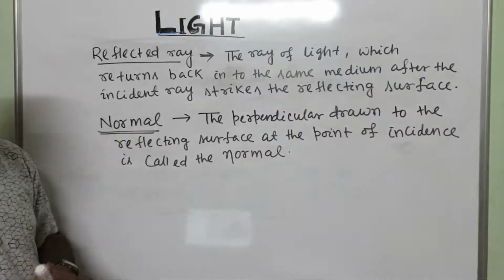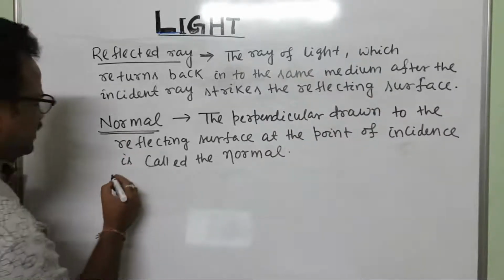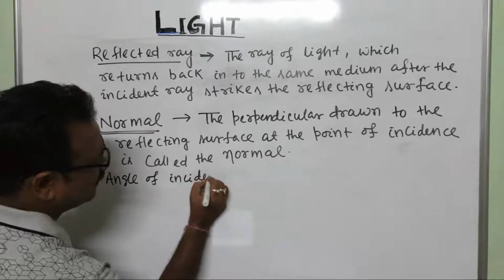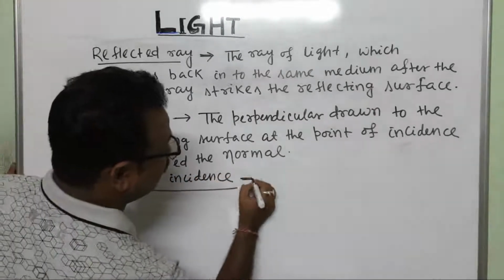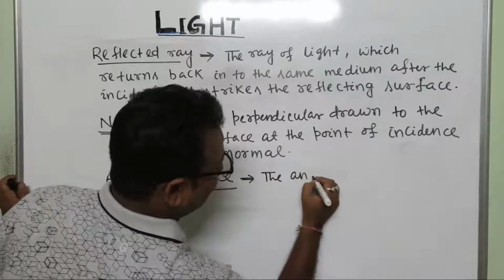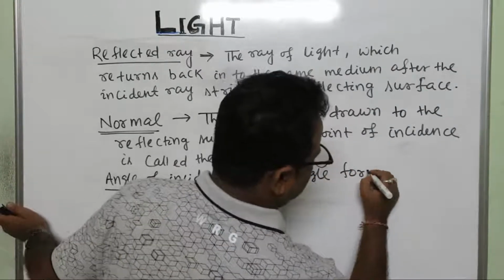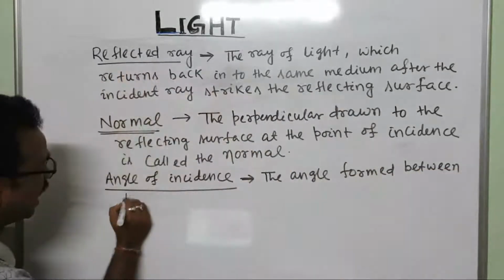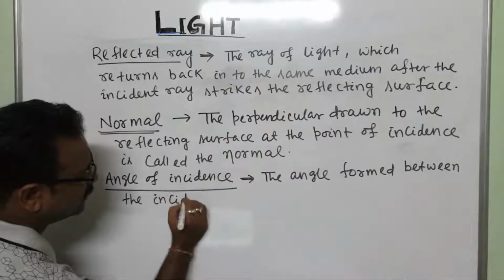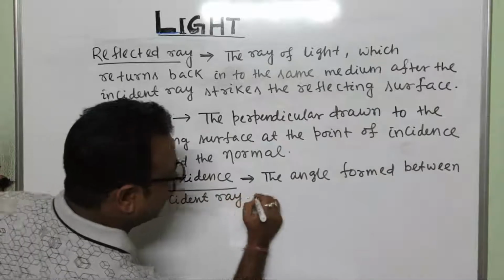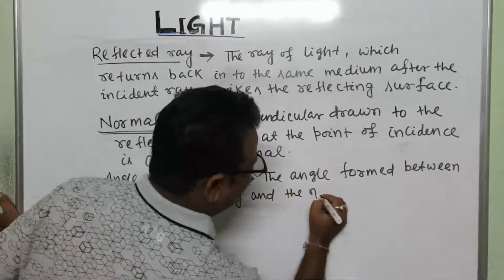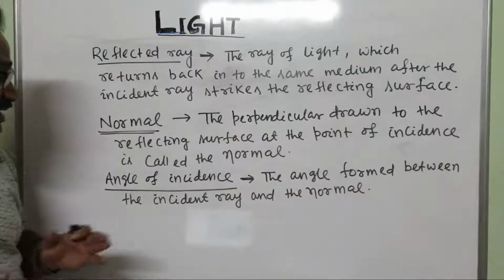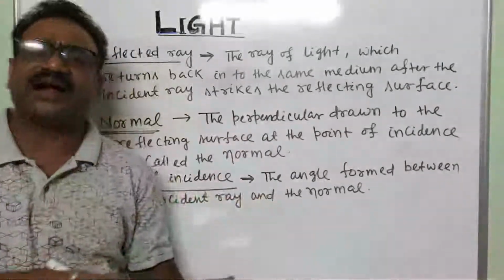So now see, another one is angle of incidence. What? The angle formed between the incident ray and the normal. Angle of incidence, the angle formed between the incident ray and the normal.